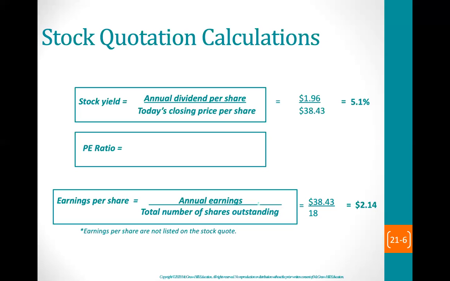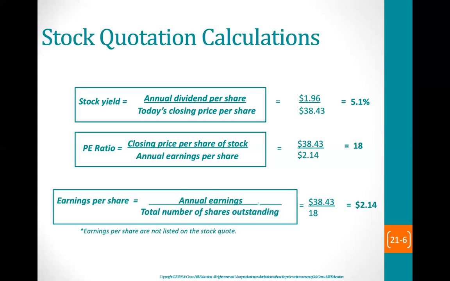We need this to calculate the PE ratio, the price earnings ratio. The price earnings ratio is the closing price per share of stock divided by the annual earnings per share. So our closing price was $38.43 and our annual earnings per share was $2.14. That gives us the PE ratio of 18.